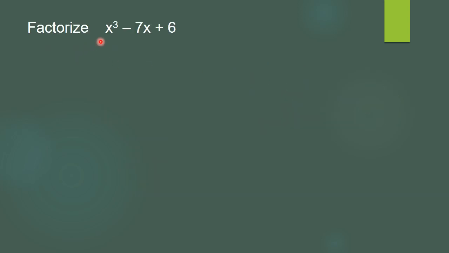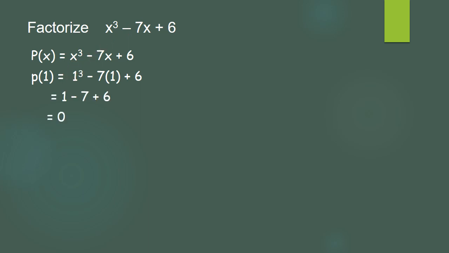We have to factorize x cube minus 7x plus 6. Here there is no term of x square, so let it be, but it can be considered as a 0 afterwards. Now, first, the same way, we'll check whether P of 1 is zero. What is P of 1? Just replace x by 1 and calculate. Now you can calculate and we get it as 0.